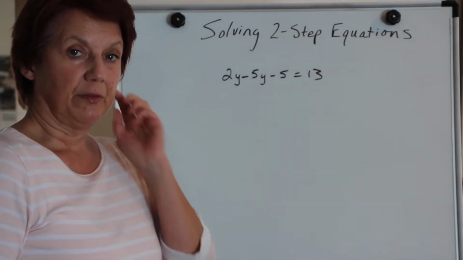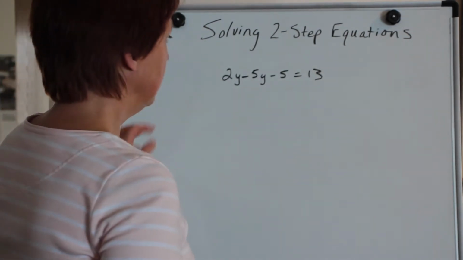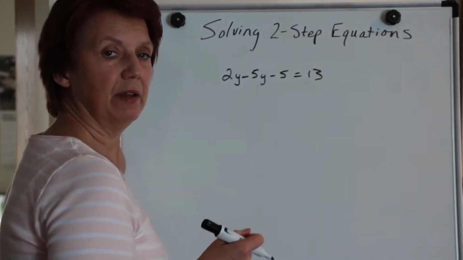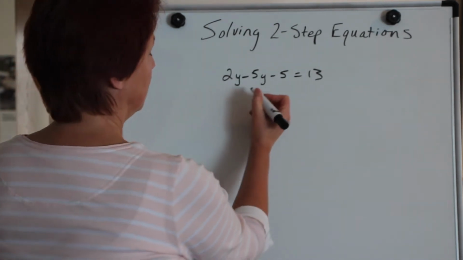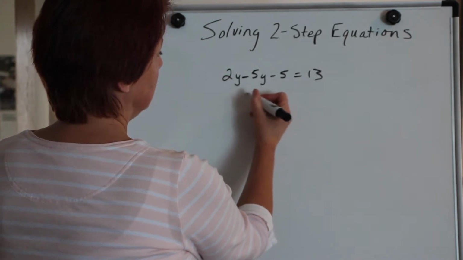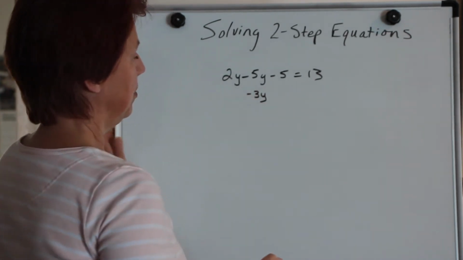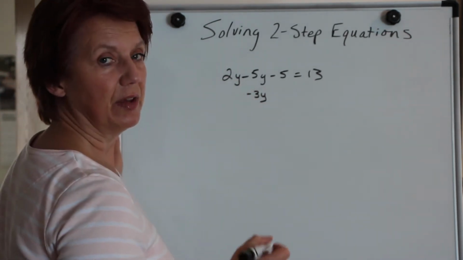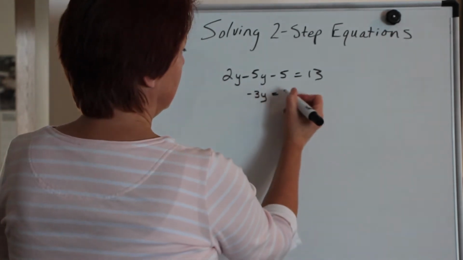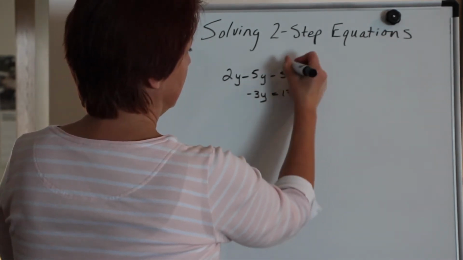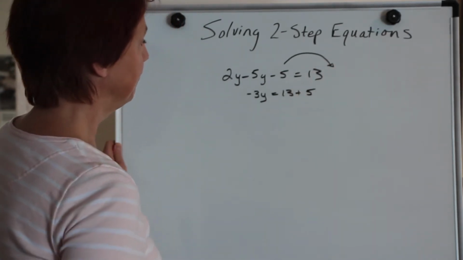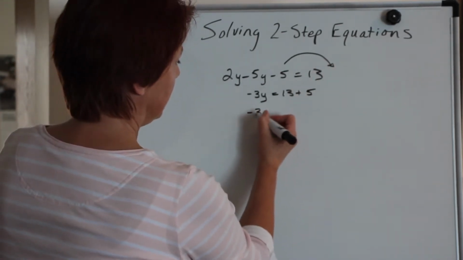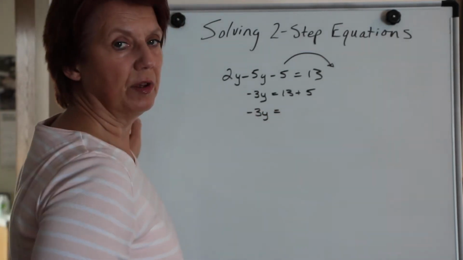So this one is not that different from the last one. The difference is we're going to end up with a negative variable term, and that's fine. We can deal with that, no problem. So let's do -3y, because that's what 2 minus 5 gives me, -3. And then we're going to move the 5 over to this side, which will make it positive. And then we rewrite the left side, because there isn't anything I can do with it right now.